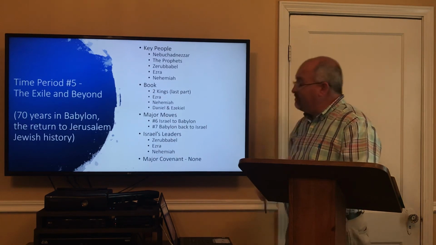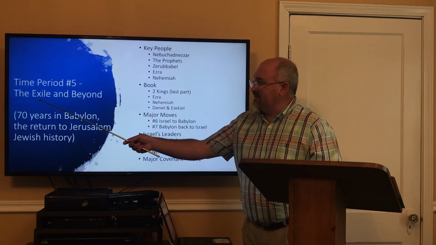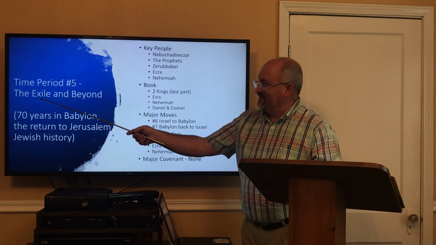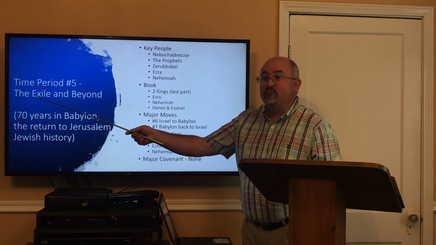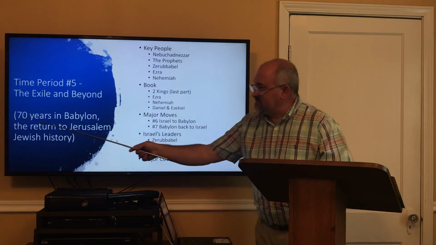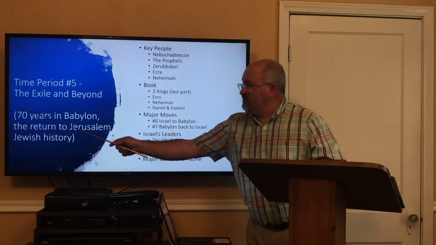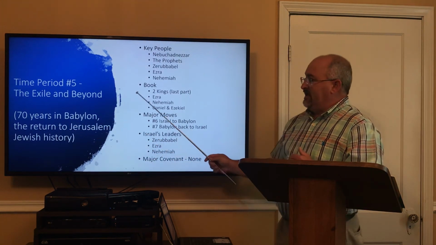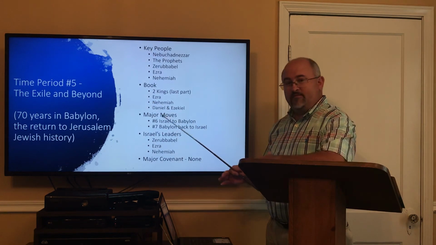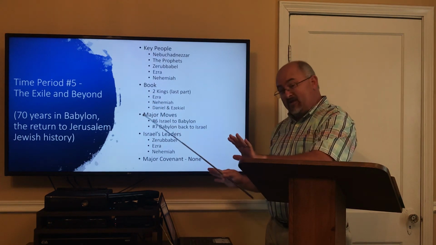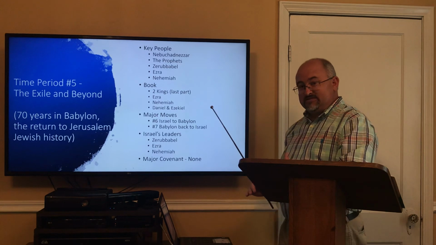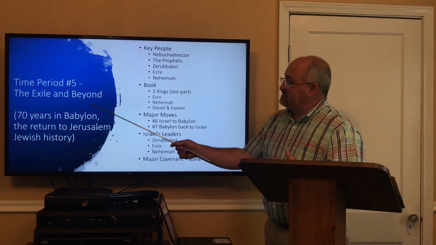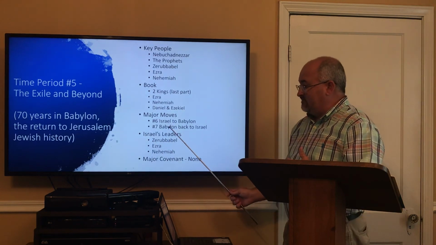Okay, now, time period number 5, the exile and beyond. Where were the children of Israel exiled? Babylon. Very good. So this is the 70 years that the children of Israel would spend in Babylon. Now, the 10 tribes in the north had already been destroyed by the Assyrians and scattered. Judah and Benjamin in the south, the nation of Judah, was taken captive by Babylon. And this is move number 6 and move number 7.